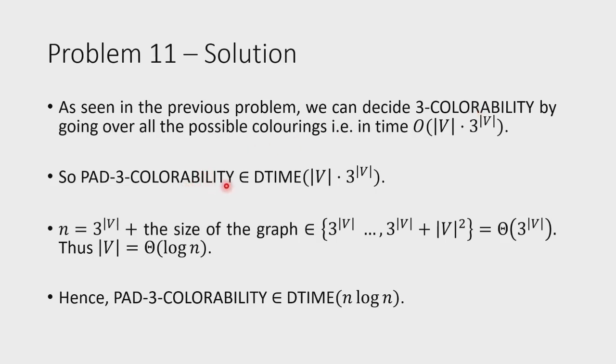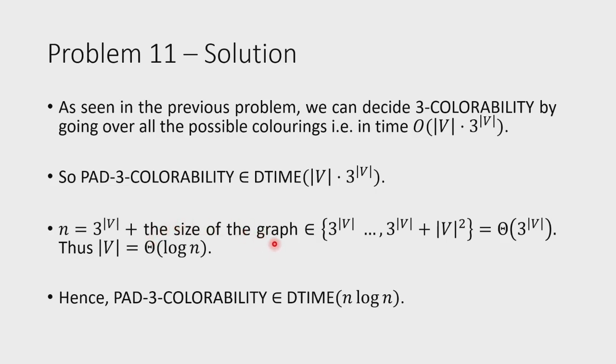Sir. Yeah. So pad 3 colorability is in DTIME size of V times 3 to the size of V. However, we are not asked its running time in terms of size of V, right? We are asked its running time in terms of n. Now n is the total input size. And what is the input? It is the graph plus 3 to the size of V many hashes, right? So the size of input n is 3 to the size of V plus the size of the graph.